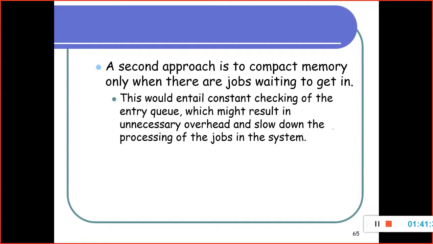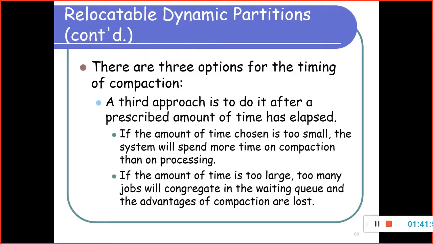But let's say it's idle, so 25% will become wasted. The second approach is to compact memory only when there are jobs waiting to get in. This will entail constant checking of the entry queue, which might result in unnecessary overhead and slow down the processing of the job system. This is on demand. You have to do constant checking, you waste working load, you increase the working load.